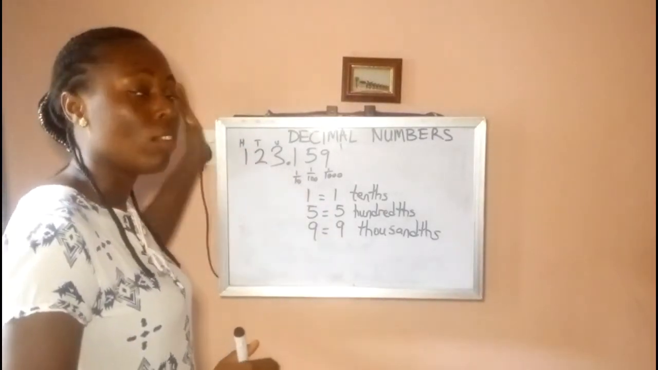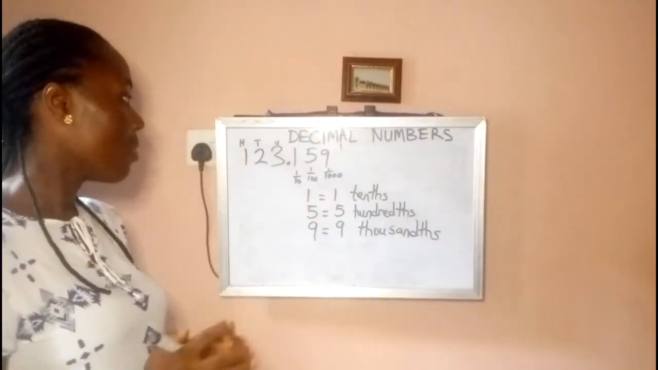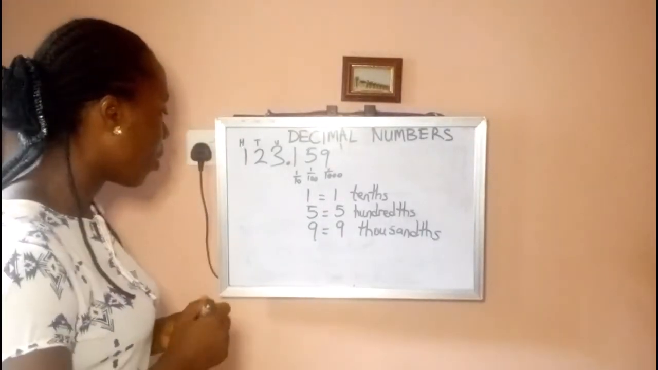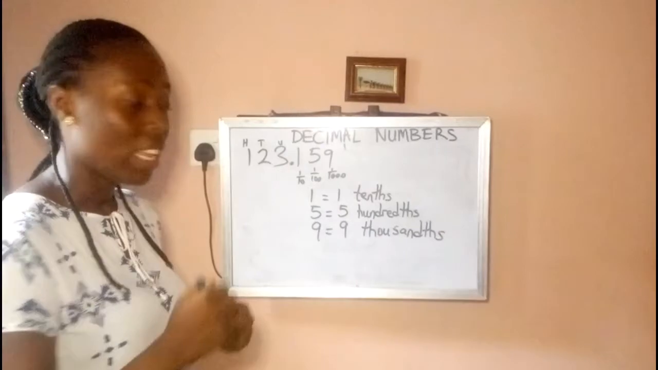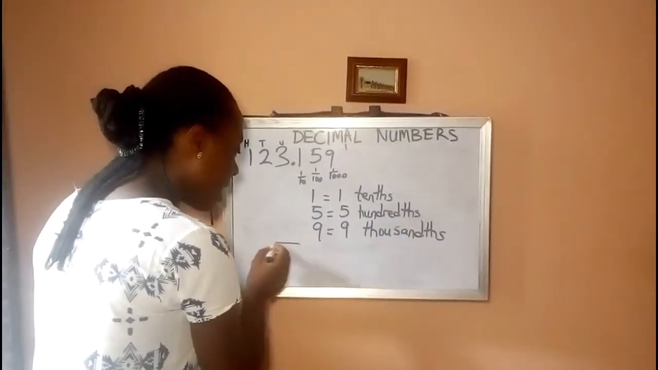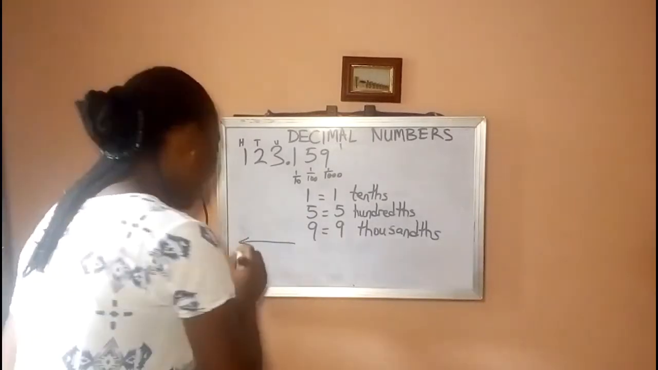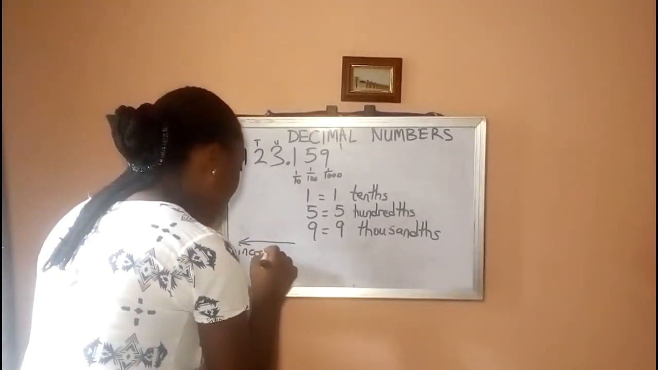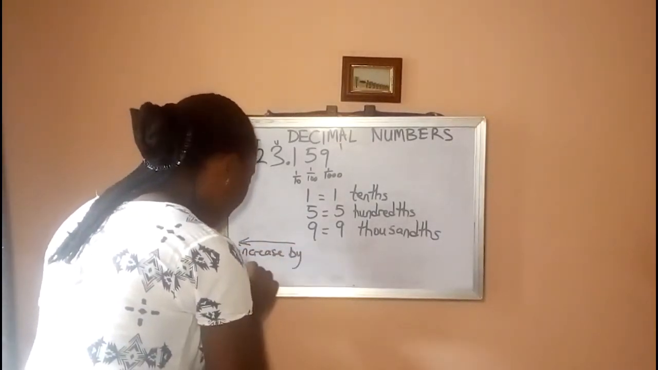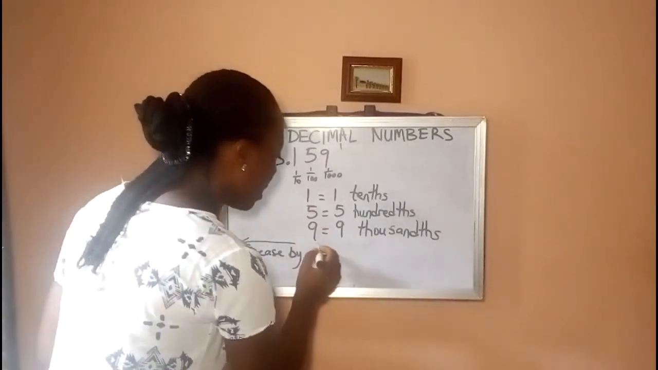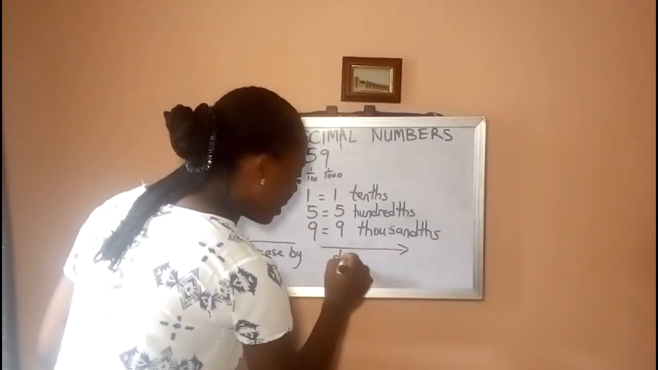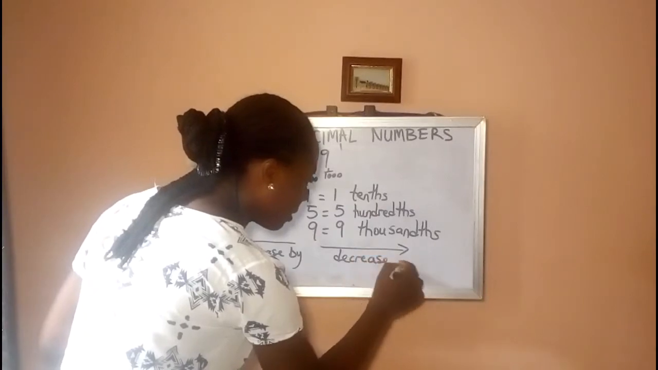Now, I'll give you a simple piece of information. Numbers before the decimal point increase by 10 with each place value. Increase by 10. But the ones after the decimal point decrease by 10.